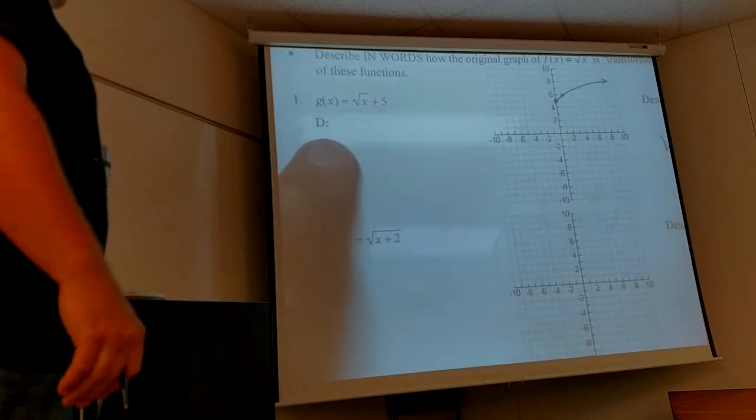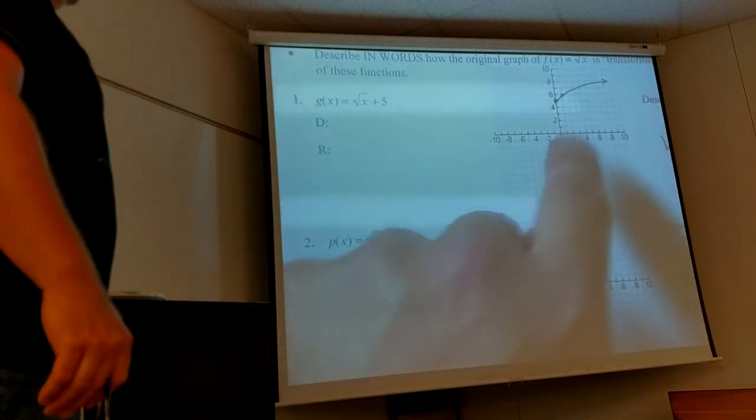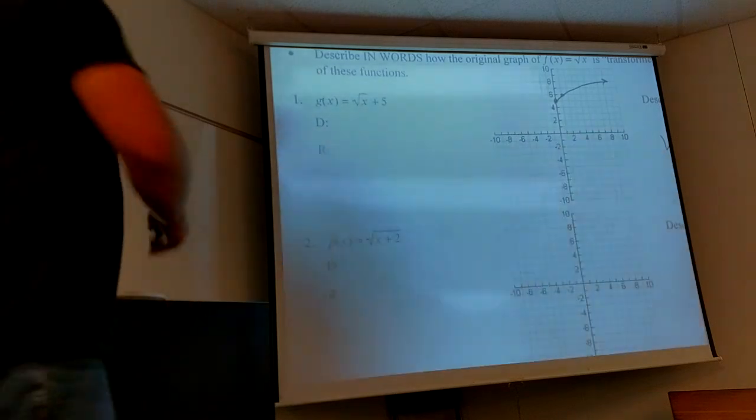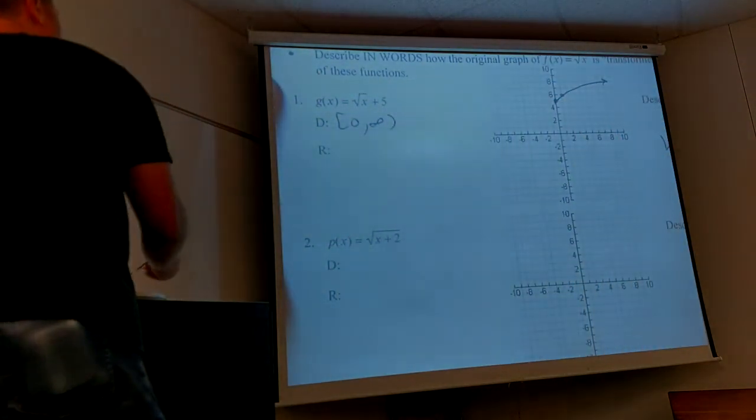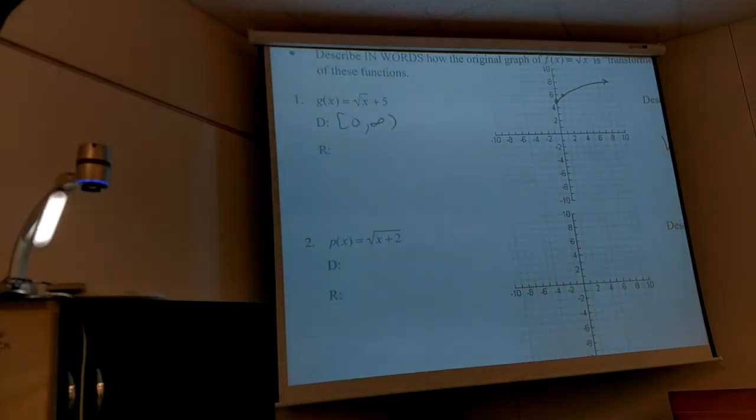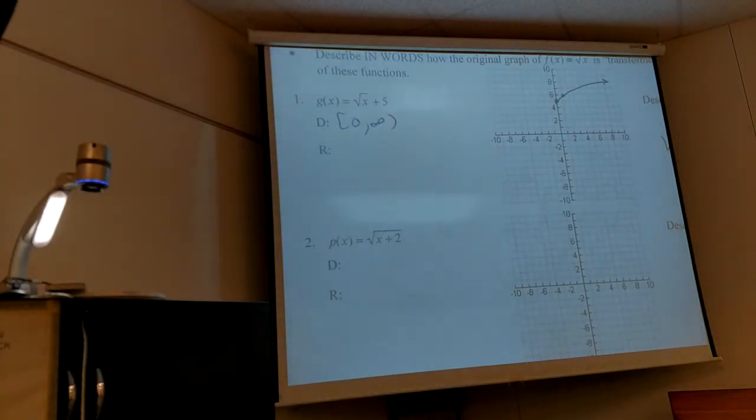What's the domain of this? You can just see it from the graph. What's the domain? 0. 0 to infinity. I like it. And what's the range? What's the first output that happens? 5 to infinity.